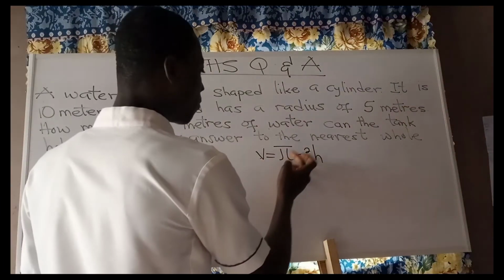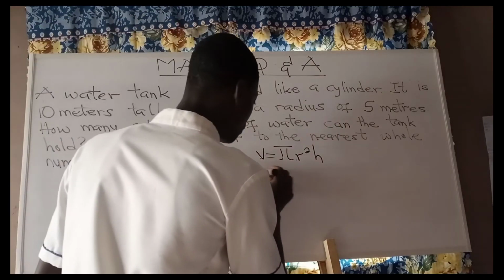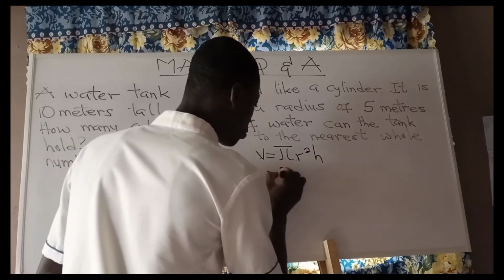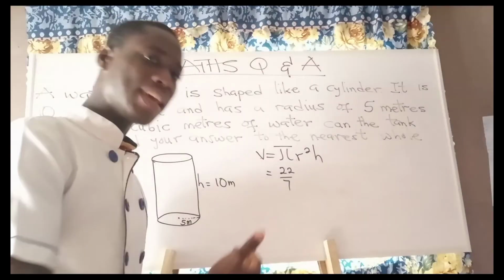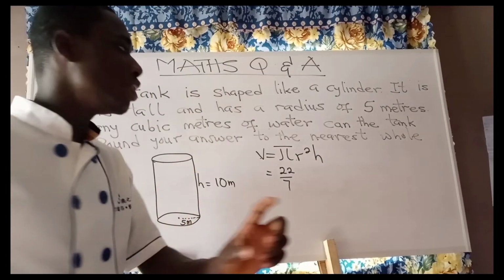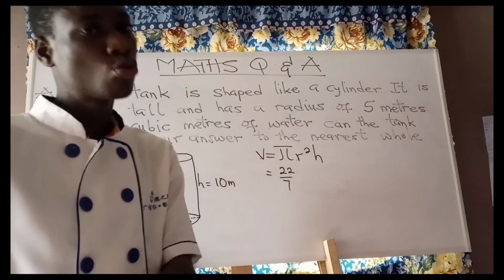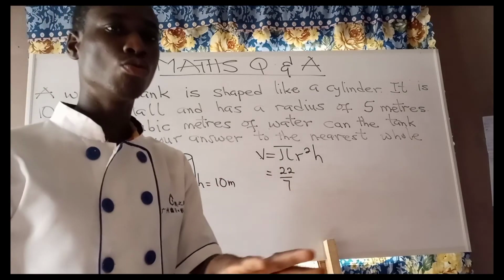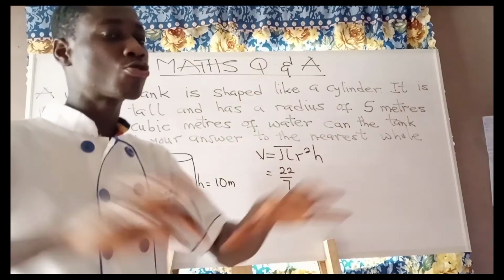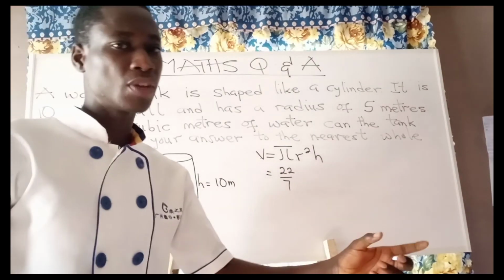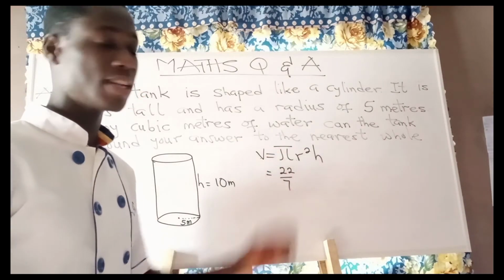So the pi multiplies the radius square and then multiplies the height. So pi represents what? 22 out of 7. Now over here, take note. If the question says take pi to be 3.14, or take pi to be 3.142, or take pi to be 22 divided by 7, then you have to stick to that. But if the question doesn't restrict you to use any of those figures, always use the fractional part, okay? The 22 out of 7 to represent the pi.